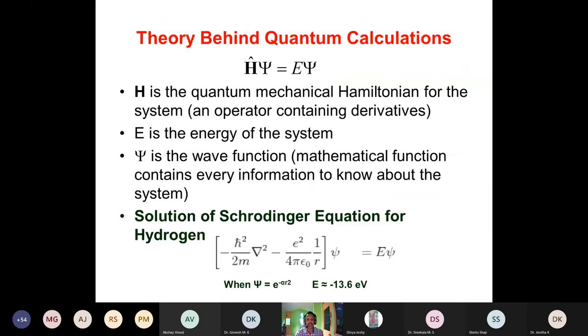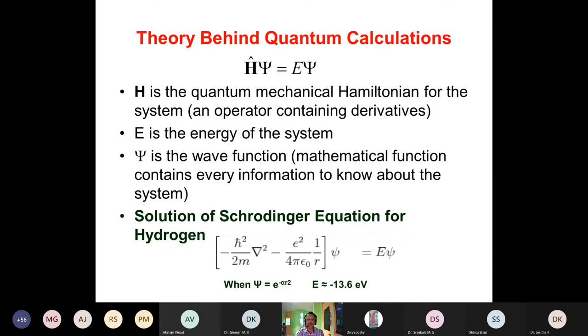So I will explain a simple theory of quantum chemistry calculation. We are solving the Schrodinger equation, which we are all familiar with. What is the Schrodinger equation? H psi is equal to E psi, where H cap is a mathematical operator. What does this operator mean? The Hamiltonian operator is a total energy operator: the potential energy operator plus the kinetic energy operator gives the total energy operator called the Hamiltonian operator. And psi is the wave function term. When this operator acts on the wave function, we get the energy value as the result.